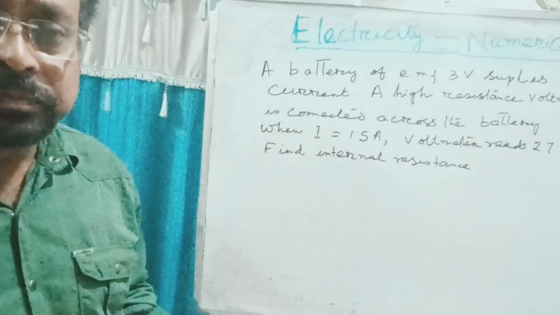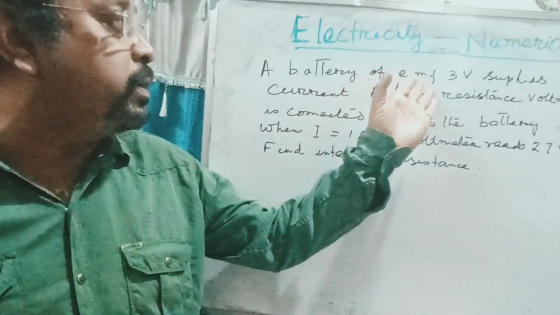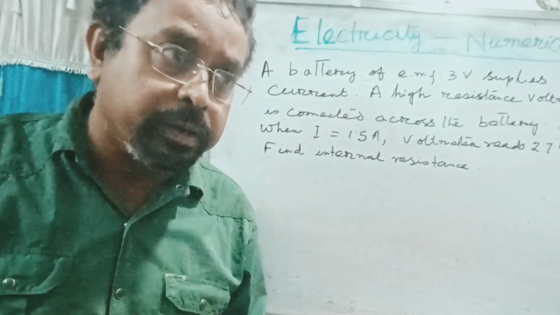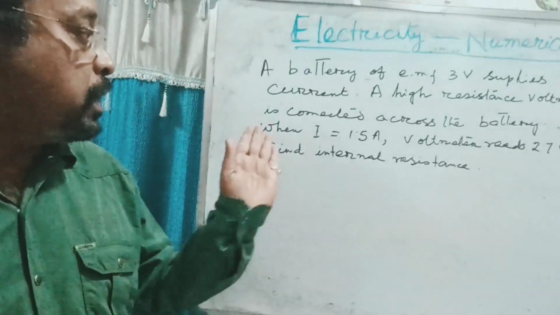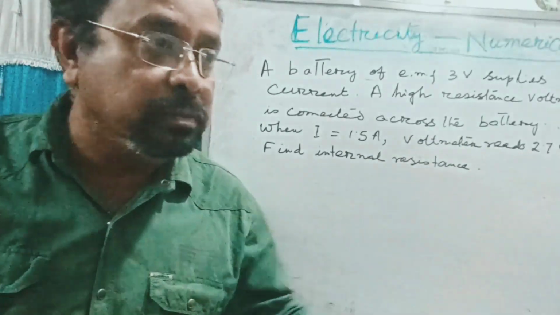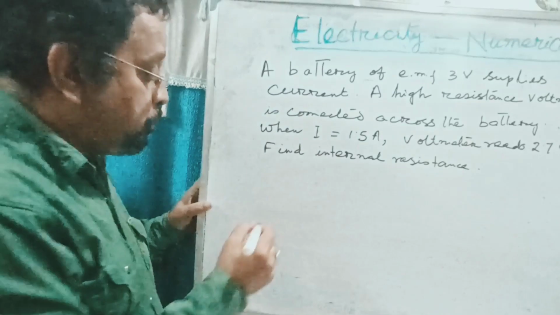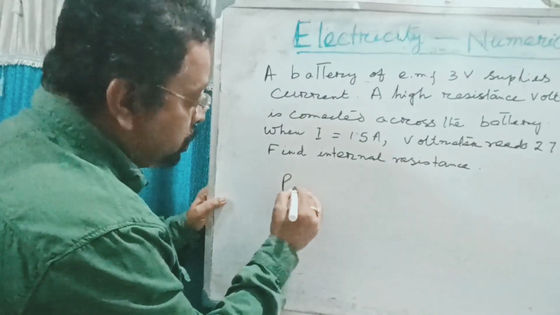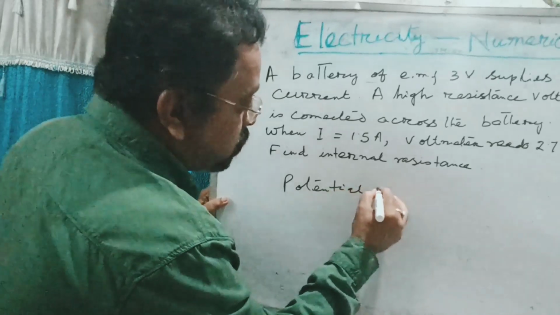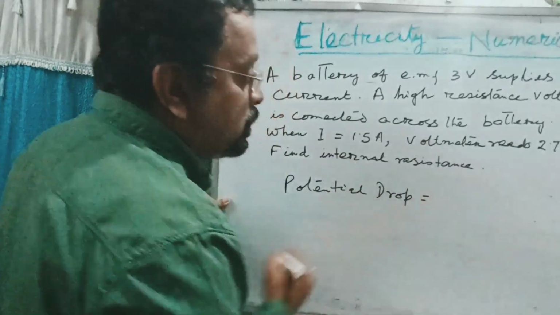It's very simple. What we have found is that the EMF of the battery is 3 volt. EMF means when no current passes through the battery. And when the current passes through the battery, the voltmeter reads 2.7. That means the potential drop is how much?